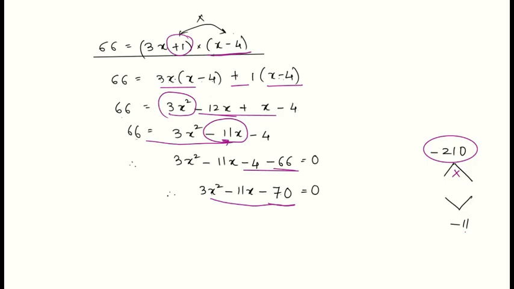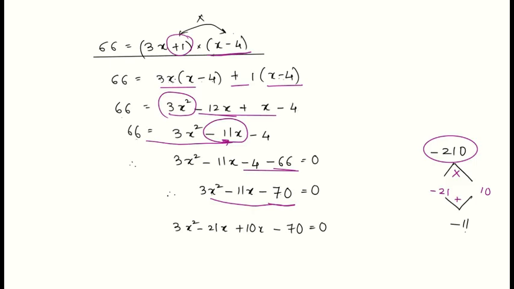I have two numbers in my mind, which are minus 21 and 10. So their multiplication will give us minus 210 and their addition will give me minus 11. How am I going to write it now? I will write it in this form: 3x square minus 21x plus 10x minus 70 is equal to 0.